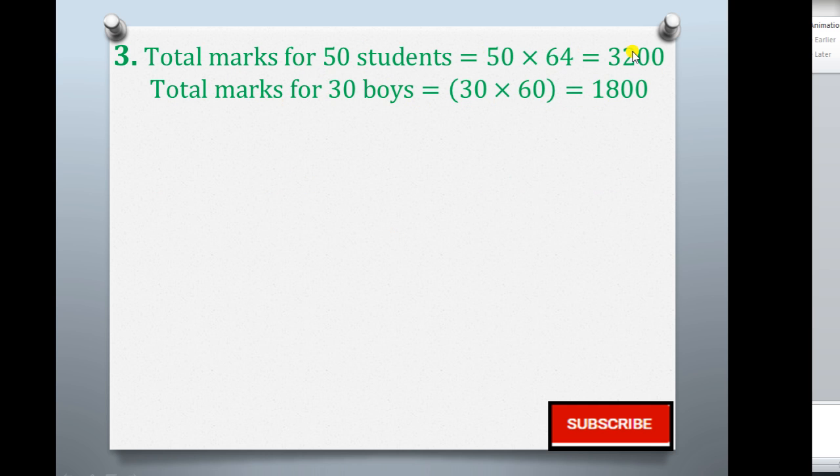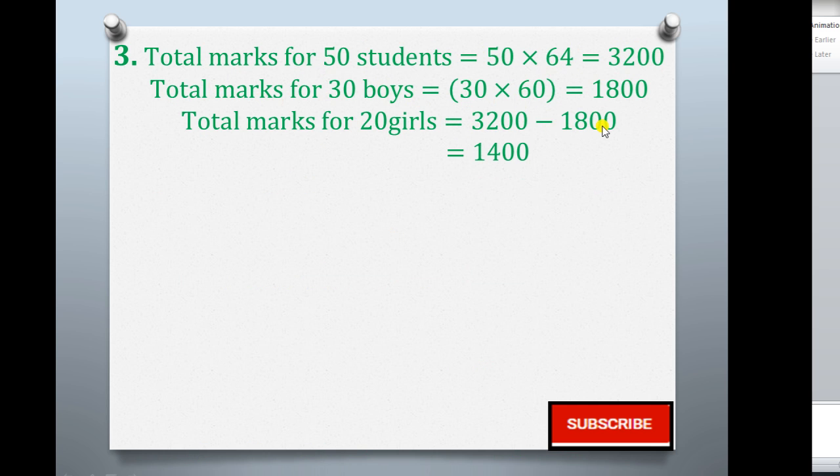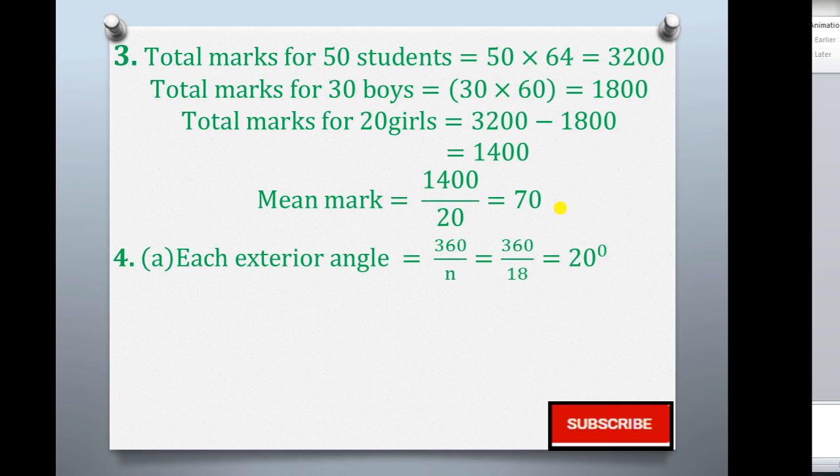Now, if you know the total marks for the whole class, and you also know the total marks for the 30 boys, it means we can now tell the total marks for the 20 girls. That will simply be the marks for the whole class minus the marks for the boys. And that gives us 3,200 minus 1,800. And if you subtract that, you get 1,400. Now, if you want to get the mean mark for the girls, it will simply be the total marks for the girls divided by the number of girls. And that will be 1,400 divided by 20, giving you 70 marks. So that gives us the question 3 solution. Let's move on to question 4.